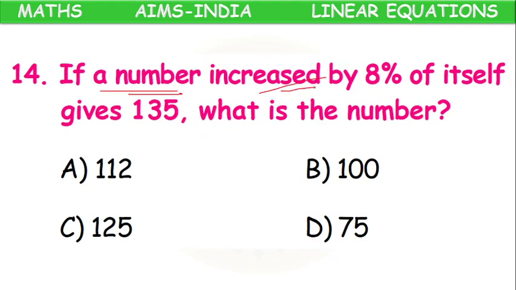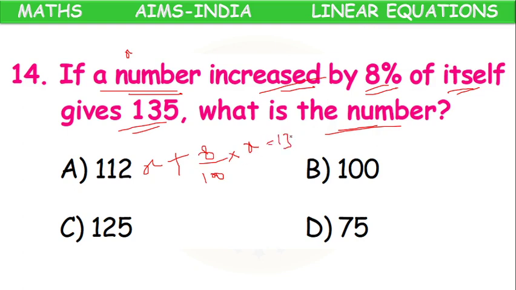If a number increased by 8% of itself gives 135, what is the number? Let the number be x. If a number x is increased by 8% of itself, 8% of itself means 8 by 100 x, then it gives 135. So x plus 8 by 100 into x equals 135. 4 25s are 100.